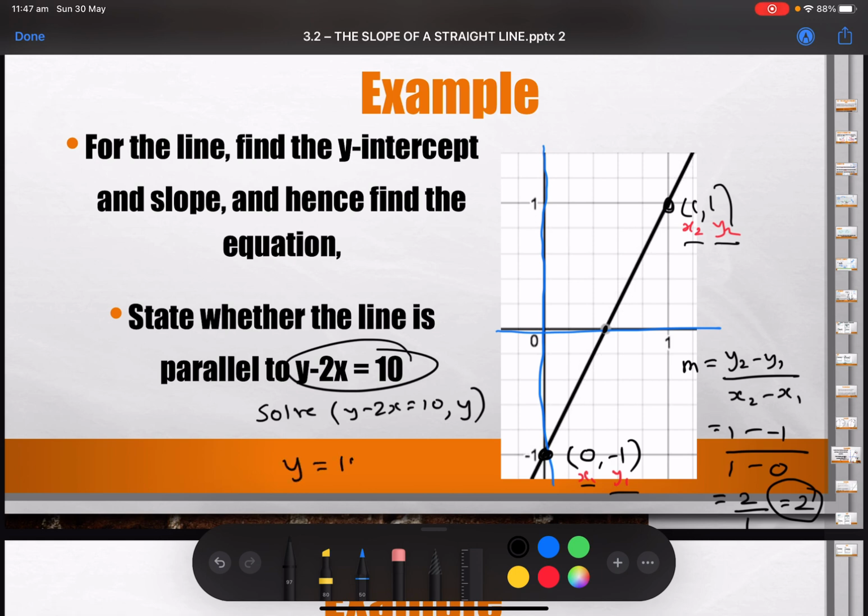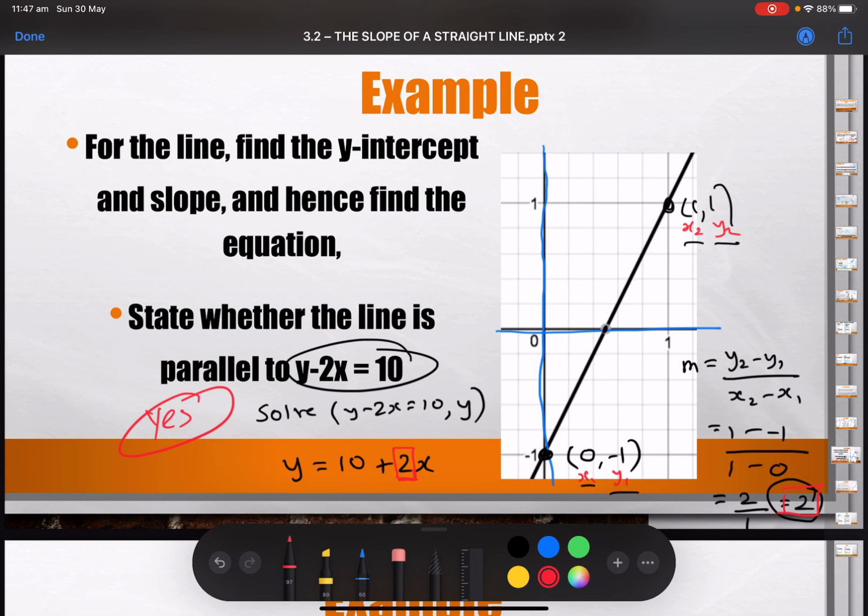So y is going to be 10. If we're taking away 2x, we want to get rid of it, so we have to add 2x to both sides, so we're going to end up with 10 plus 2x. Now, the gradient is the value in front of the x, which is 2, and we also got a gradient of 2 for that equation, which means those two lines are parallel. So yes, they are indeed parallel.